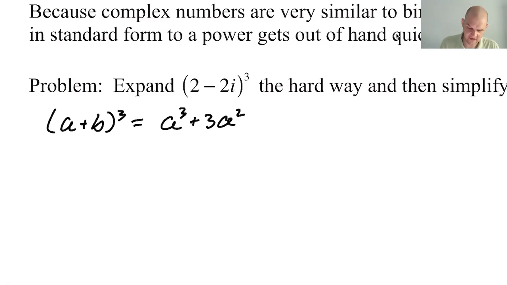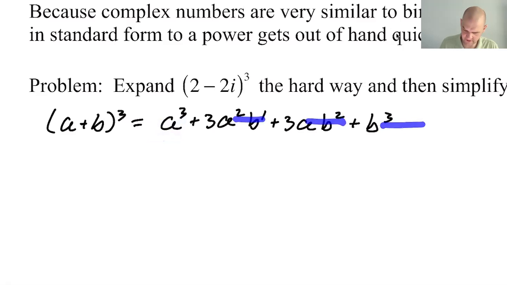So this is technically b to the 0. This would be b to the first, 3a b to the second, plus b cubed. So all along the way, the exponents add up to 3: 3 plus 0, 2 plus 1, 1 plus 2, 0 plus 3. And then the coefficients are 1, 3, 3, 1. So that's how we expand this. So let's just go for it.